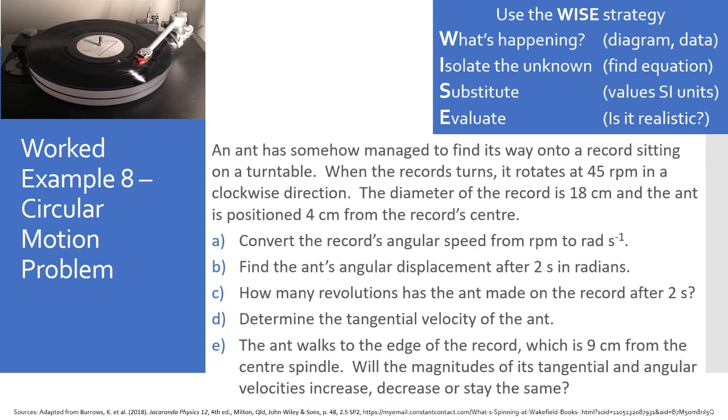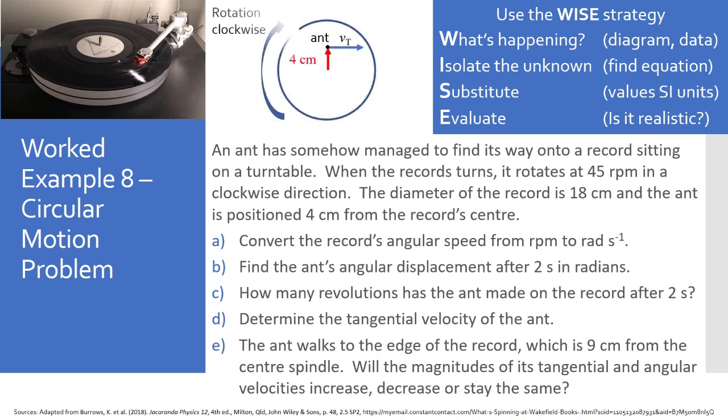So what's the first step? As always, data and diagram. So we find out what's happening. So you can see there, drawn a circle, got the radius of 4 centimeters where the ant is on the record, and its tangential velocity vt. And just showing the direction is clockwise.